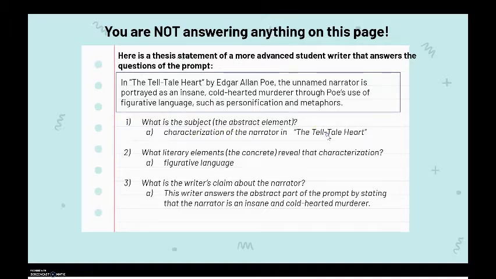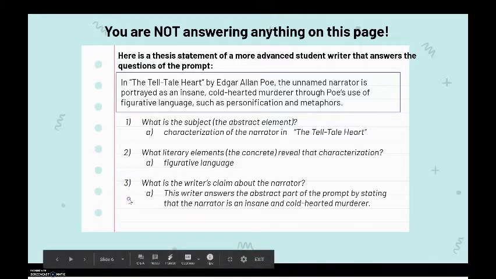So both of these students had that. Number 2, what literary elements reveal that characterization? What is the physical, tangible evidence that they are going to use to back up the abstract? They're going to use the figurative language, but more specifically, they're going to use personification and metaphors. I can physically see these 2 things in the text.